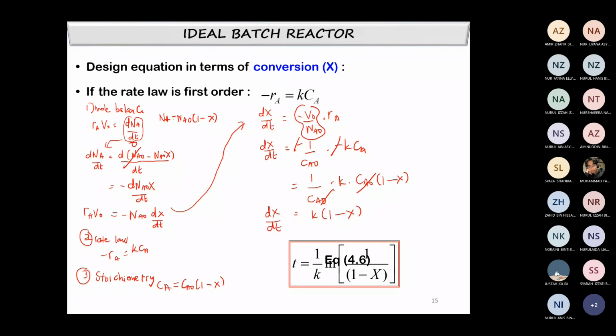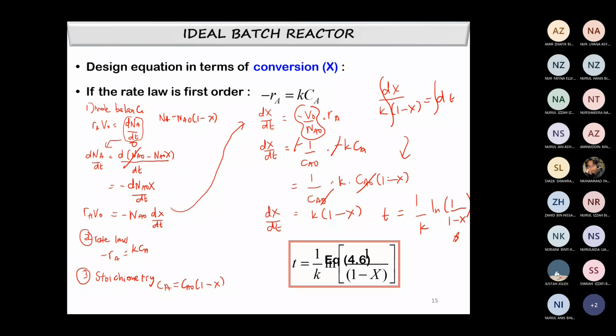Make sure you try to simplify first. Don't directly integrate it, because if you integrate straight away it becomes more messy. So if you can, simplify as much as possible, then you integrate. So from here you integrate dX over K times 1 minus X and also dt. Integrate, take this one out. So at the end you should get t is equals to 1 over K ln 1 over 1 minus X. So whether to use C or X depends on the question.